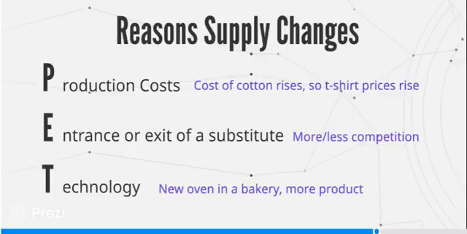And our last one, T, is technology. This is like a new oven in a bakery, and you can make more product. If you get a new double oven like Tony's Pizza did in our last lesson, Tony can make more pizzas for the same amount of cost.